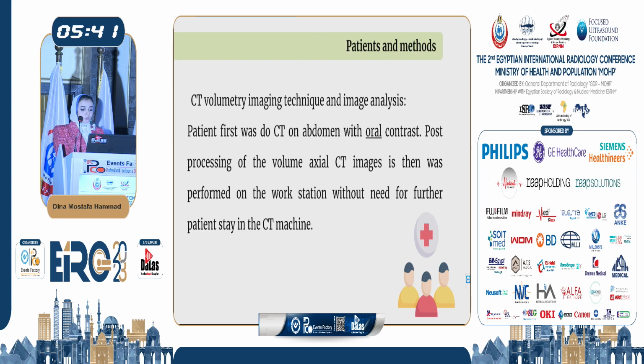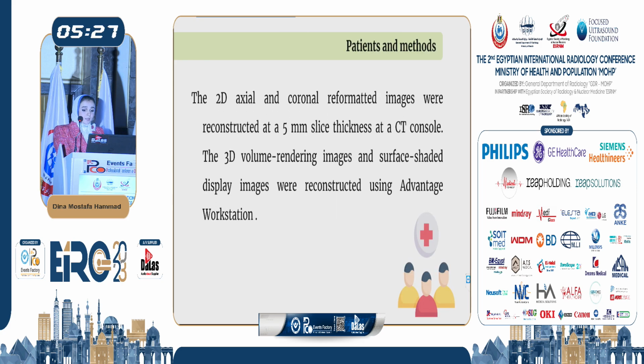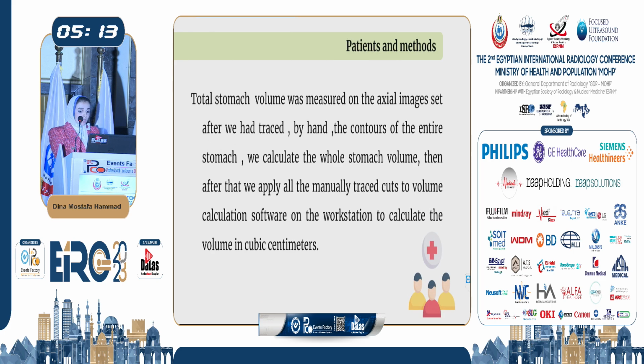The patient first has a CT on the abdomen with oral contrast. The volume axial CT images were then reformatted in the workstation without the need for the patient to stay further in the CT machine. The axial and coronal reformatted images were reconstructed at 5 mm slice thickness at the CT console. The 3D volumetry rendering image and surface shaded display image were reconstructed using advanced workstations. The stomach volume was measured in the axial image set after we traced by hand the contour of the entire stomach.